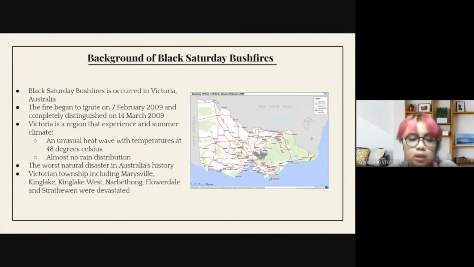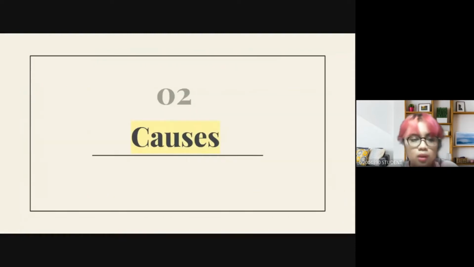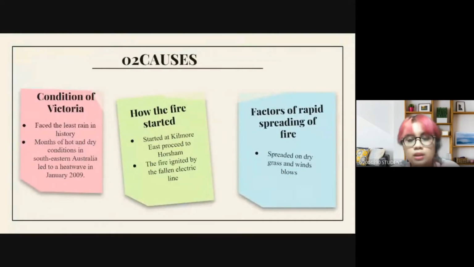The government imposed a total fire ban across the state. This was the worst natural disaster in Australian history at the time. Victorian townships, including Marysville, Kinglake West, Narbethong, Flowerdale, and Strathewen were devastated. So, the causes are divided into three parts: the condition of Victoria, how the fire started, and the factors of rapid spreading of fire.